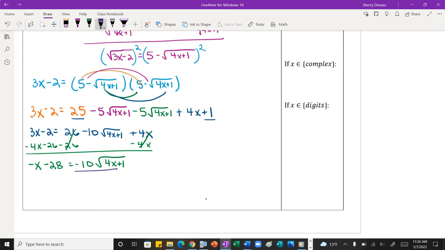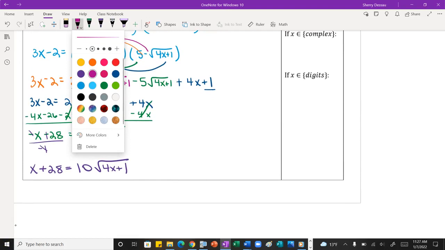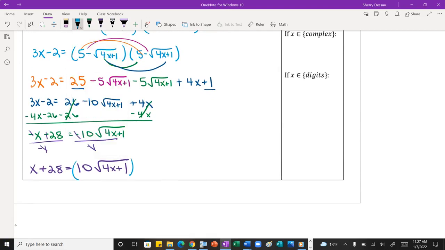However, I do want to get rid of that negative because that will help me on the left side when I'm FOILing again. So that just gets rid of my negative for me. Cancel here, cancel here, and it cancels here to make it positive. So now I'm going to have x plus 28 equals 10 square root of 4x plus 1. So now my radical is isolated and I can start squaring. So I'm going to square both sides again.